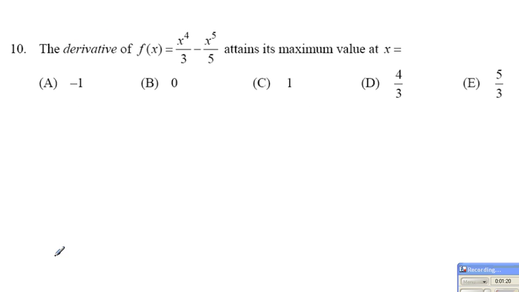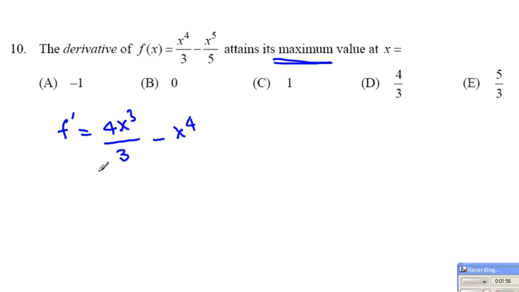All right. Let us move on to the second question. The derivative of this obtains its maximum value. Now, maximum, simply, in this case, we can realize that we have to take the derivative and set it equal to 0, just like any other times. Then f prime here becomes 4x cubed over 3 minus 5 comes down, cancels out the denominator 5, we will have x to the 4th.